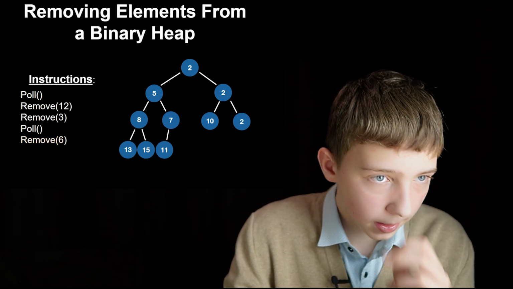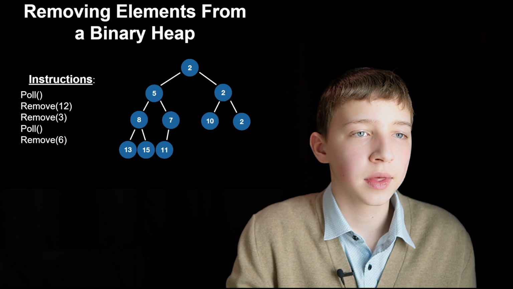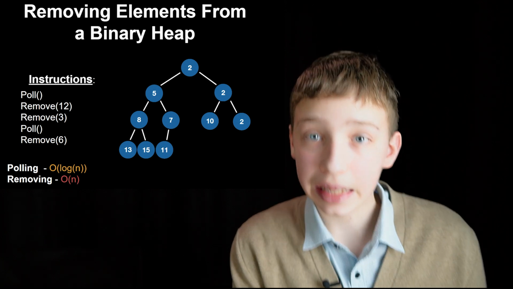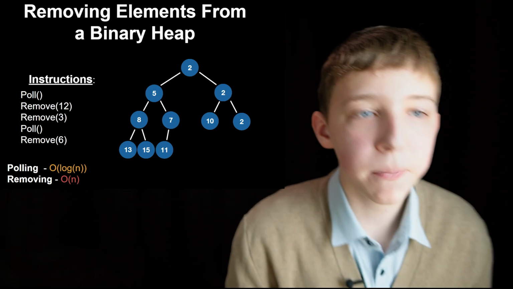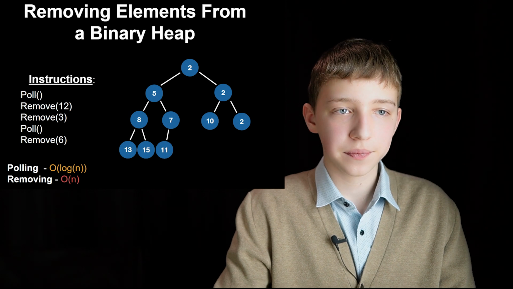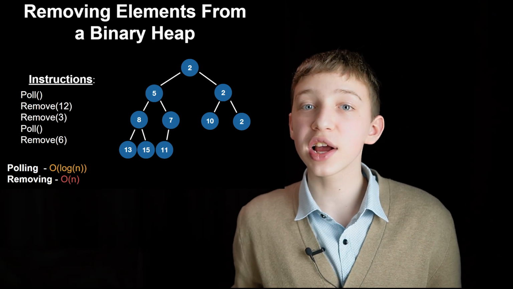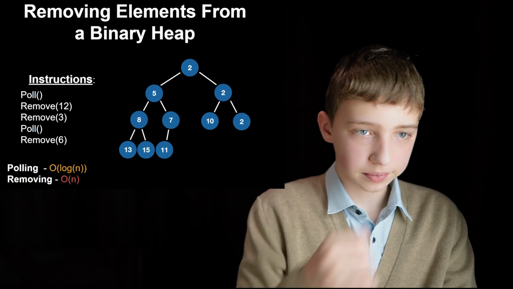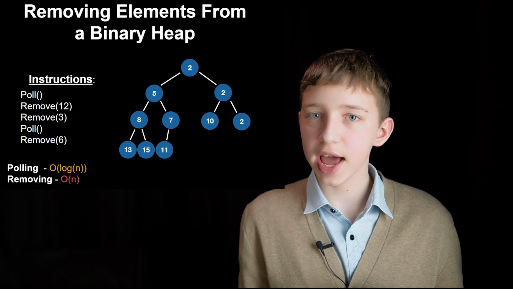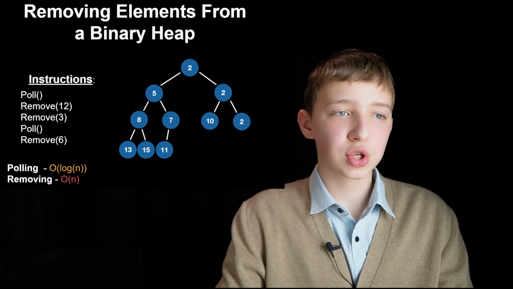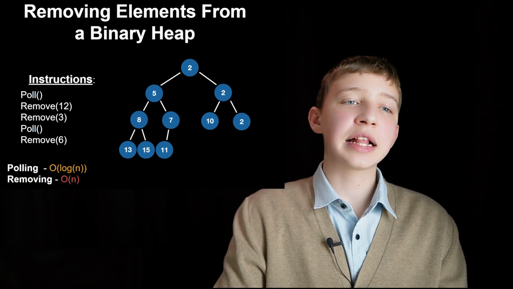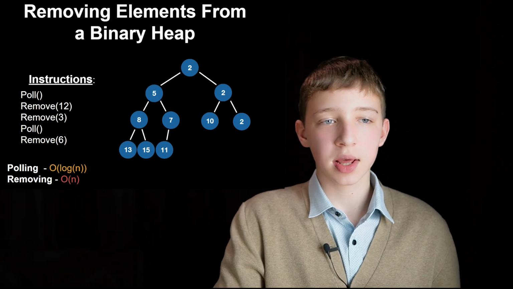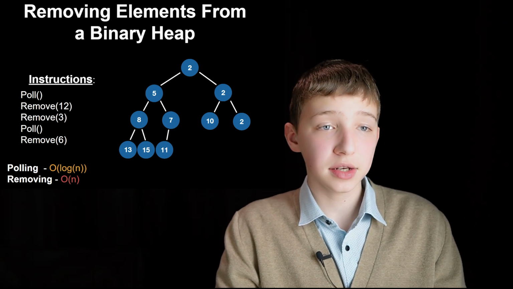And now we see that from this polling and removing, we can conclude the following: that polling takes logarithmic time, since we're removing the root node and we already know the index of the root node, and we know where to find it and with which node we want to swap it.